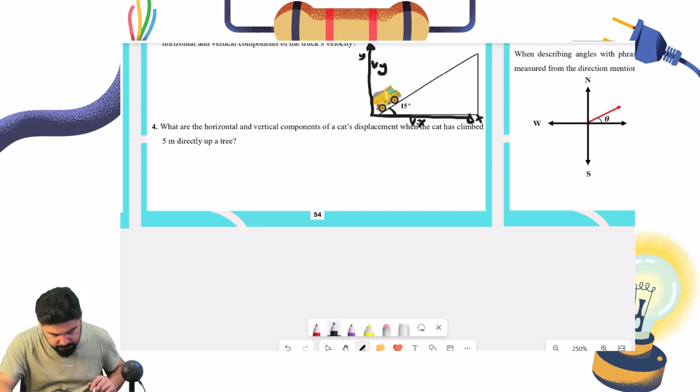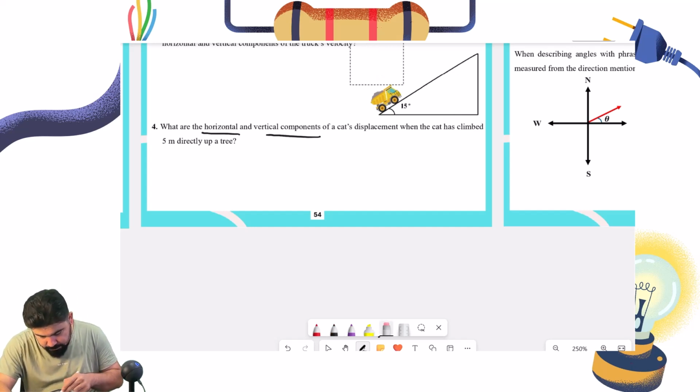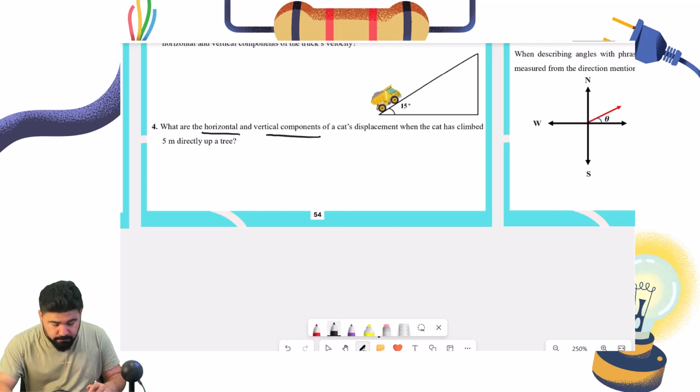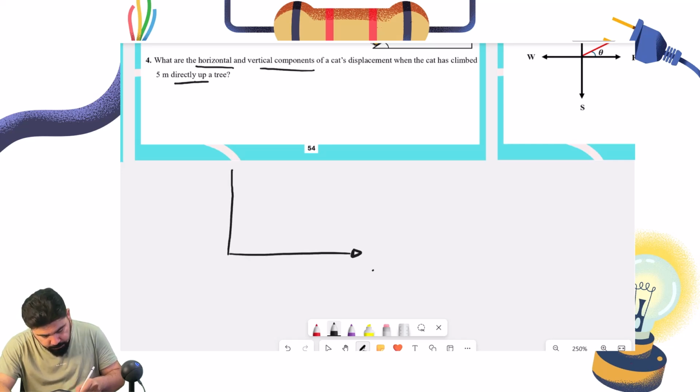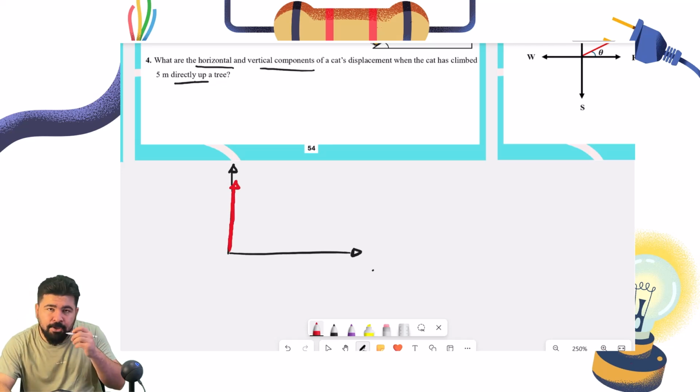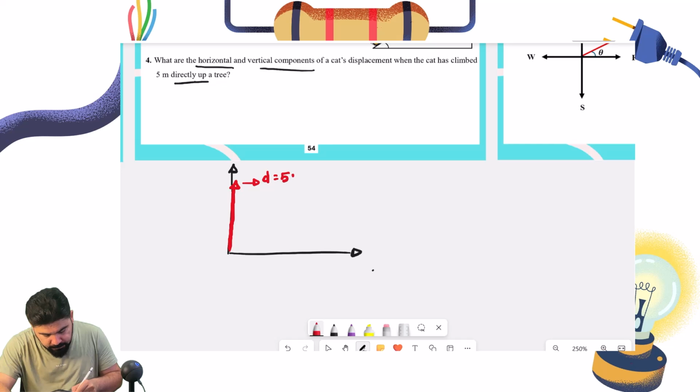Question 4, really important. It says, what are the horizontal and vertical components of a cat's displacement when the cat has climbed 5 meters directly up a tree? Okay, directly up a tree. So look here, the question has been too specific. So we have the x component and we have the y component. Let's say this is a cat and it is going up. It says directly up a tree, so no angles. This is distance, by the way, so d is equal to 5 meters.